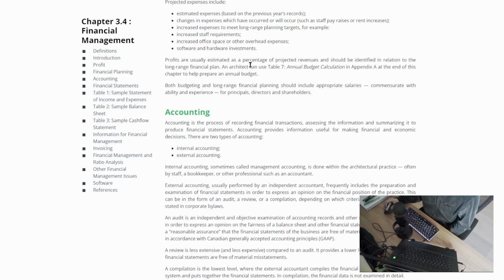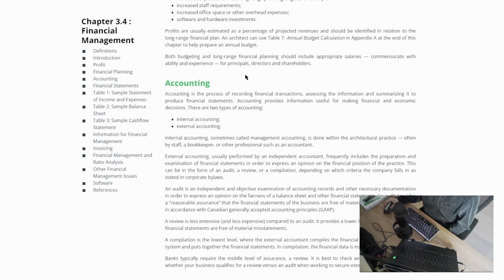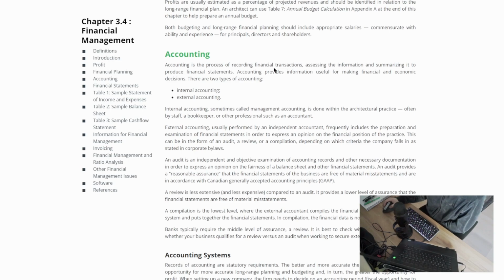Profits are usually estimated as a percentage of projected revenues and should be identified in relation to the long-range financial plan. An architect can use Table 7, Annual Budget Calculation, in Appendix A at the end of this chapter to help prepare an annual budget. Both budgeting and long-range financial planning should include appropriate salaries, commensurate with ability and experience for principals, directors, and shareholders.